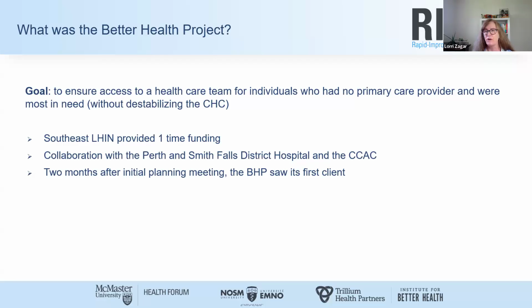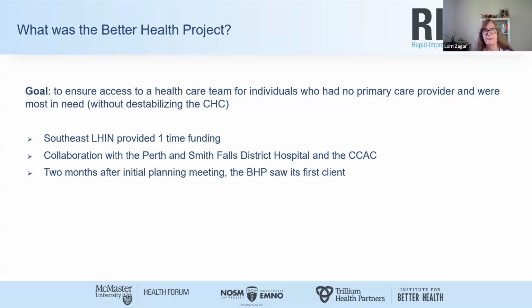So what did they do? They created a very intense intake process to attach the most in need. They couldn't attach 5,000 people, so they were trying to bring equity into it without destabilizing the CHC. And Peter heard loud and clear from his clinical team at the CHC that by them taking on a whole bunch of new clients, they were going to create chaos. So what they really tried to do was build this attachment process that was going to prevent the chaos in the CHC. They received one-time funding from the Southeast LHIN. It was an amazing collaboration between the hospital, the CCAC, and the primary care organization. And from the first planning meeting, in 2 months, they saw their first client. So they were really iterating quickly in terms of their improvements.